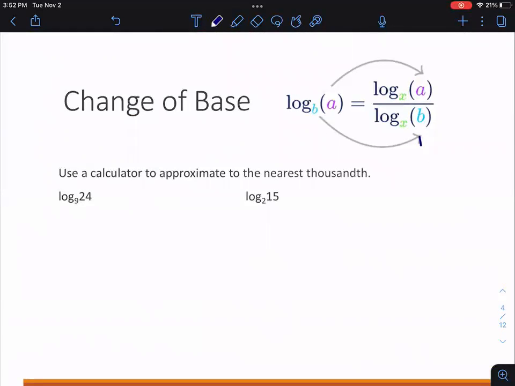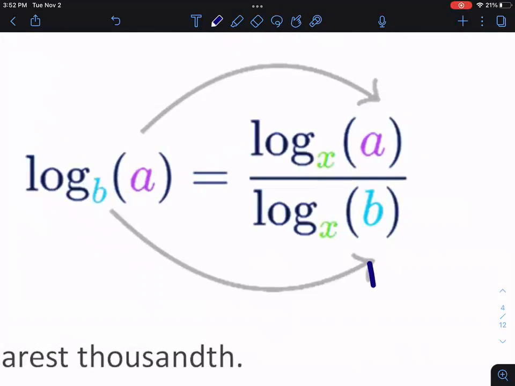Next up is our change of base formula. This formula will be given to you on your formula sheet for your Ivy Tech final. So in this case, we're going to take a log with a base, and we're going to convert it to base 10.